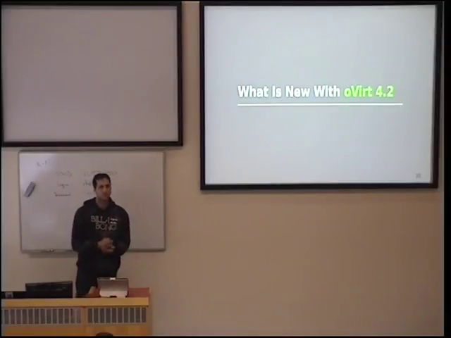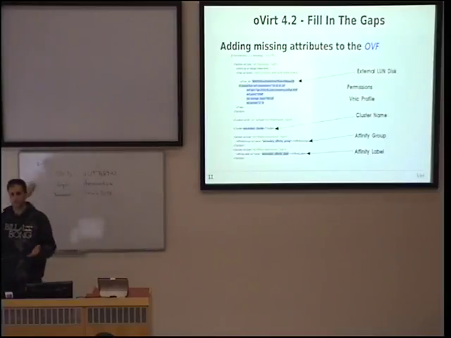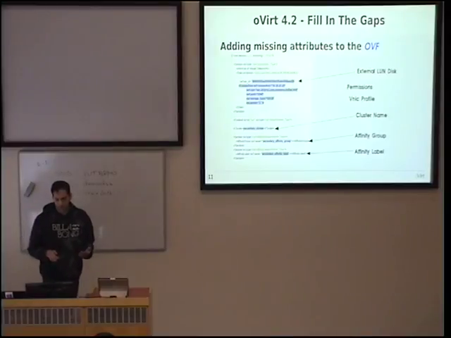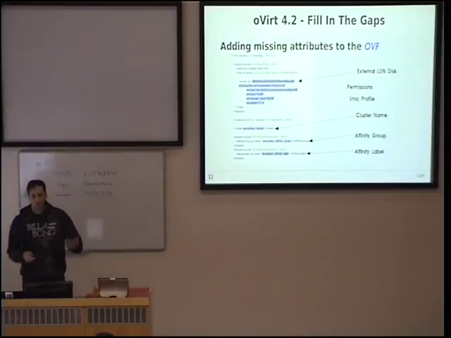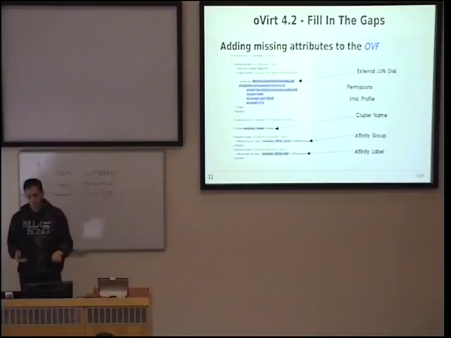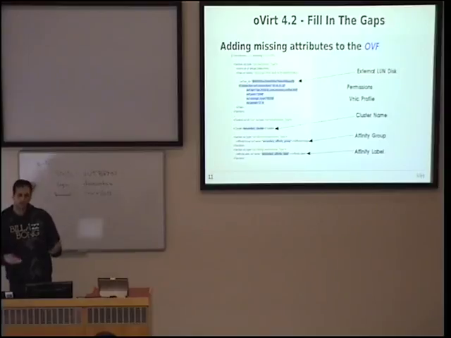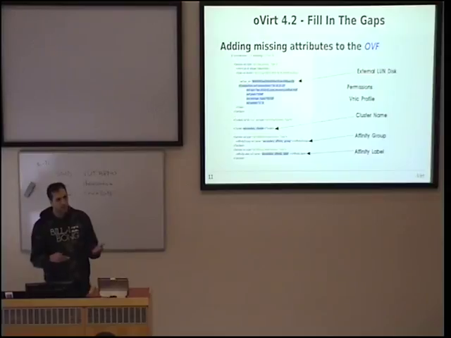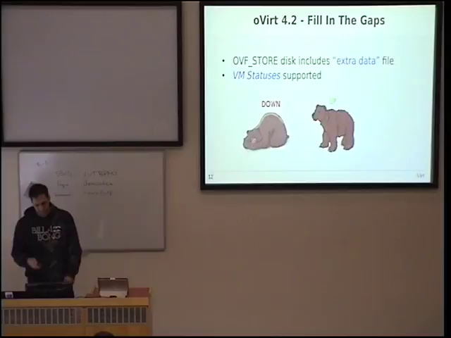So what is new in oVirt 4.2? First of all, we were trying to fill in all the gaps. We were trying to see what we were missing. For example, external LUN disks, which are special disks which were not part of the OVF. Now we put them in the OVF. We also inserted permissions and VNIC profiles and cluster names and a lot of properties that I won't go through each one of them, but you get the point. It's much easier for the admin now to recover and register those VMs and templates.